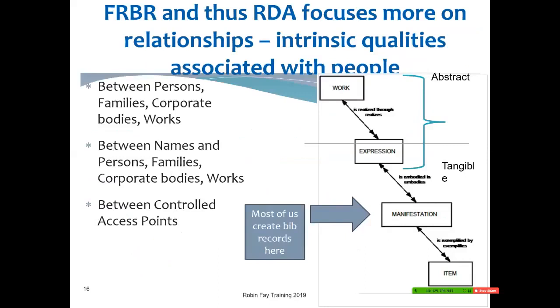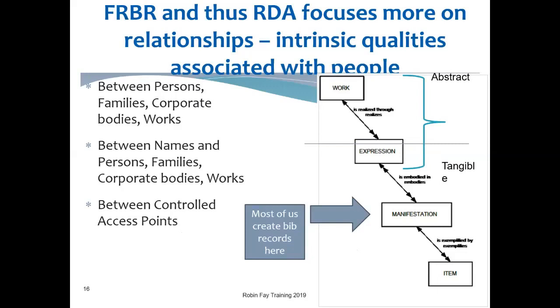So we have so many relationships, and of course we've looked at this chart before, but what I wanted to focus on here is the kinds of different relationships we may find. So between persons, families, corporate bodies, and works, between names and persons, families, corporate bodies, and works, and between control access points. So we have relationships between all of those. And these relationships have existed. We have just not defined them or coded them in any way up until recent years.